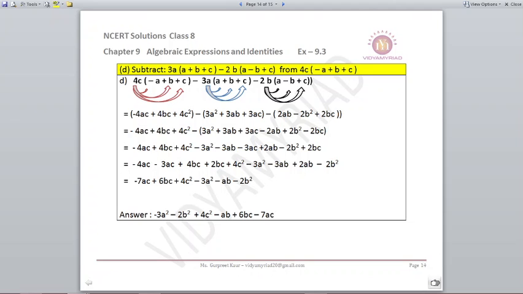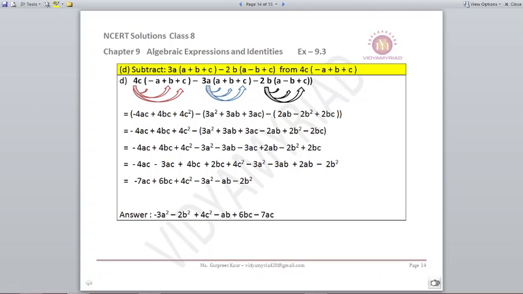Bracket close. Now after this, first term minus 4ac plus 4bc plus 4c square will remain as it is. Put a minus sign. You need to open the bracket. For opening the bracket, change the sign. So minus 3a square minus 3ab minus 3ac plus 2ab minus 2b square plus 2bc.